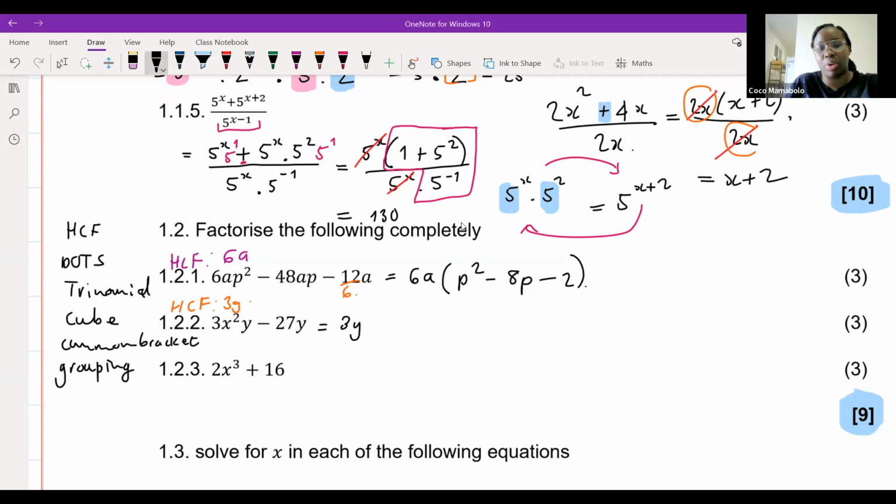I'm going to take 3y out over here, and then I'm going to get x squared minus 9 left. Now, this here in the middle is dots. So I'm going to factorize again. So I'll have 3y, open 2 brackets, x plus 3, x minus 3.